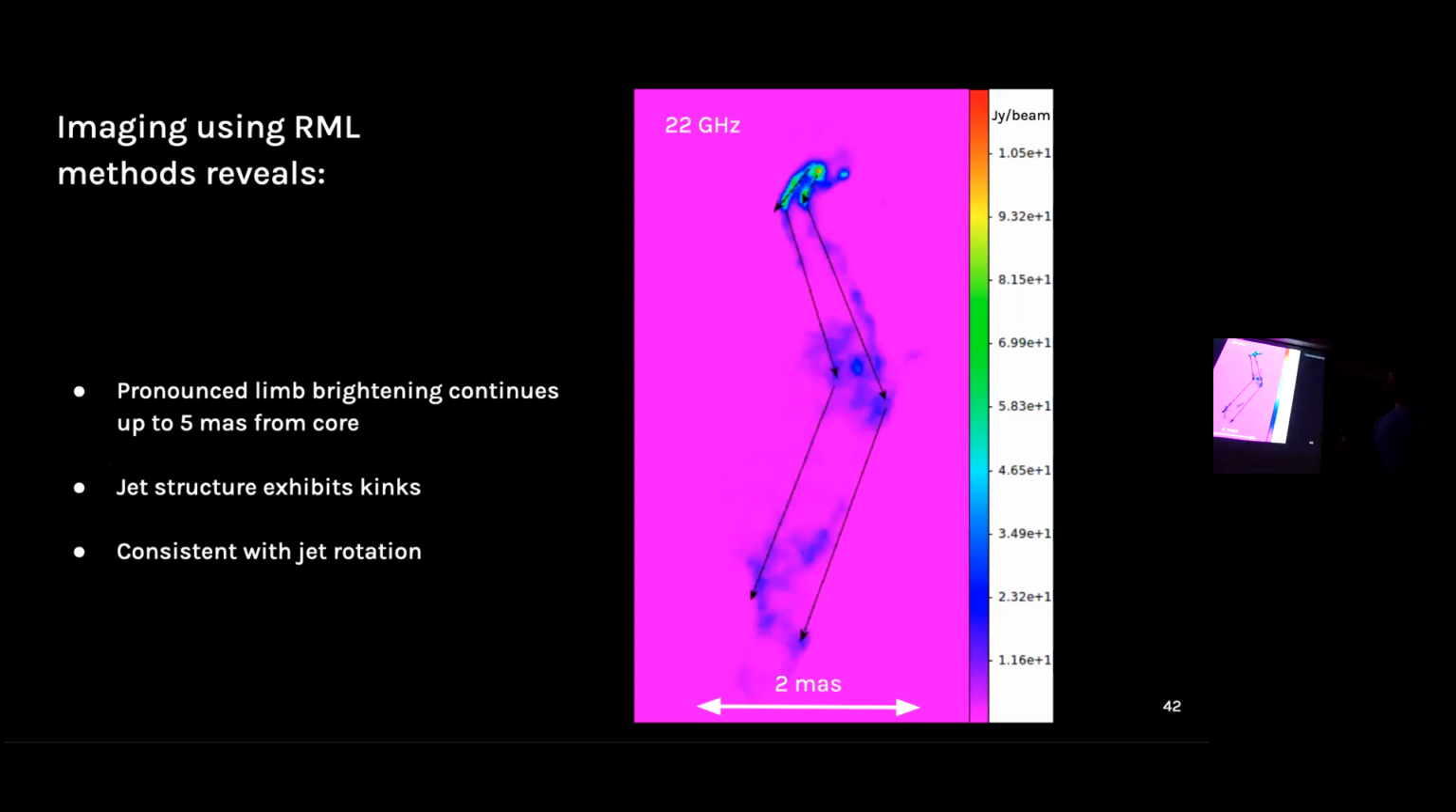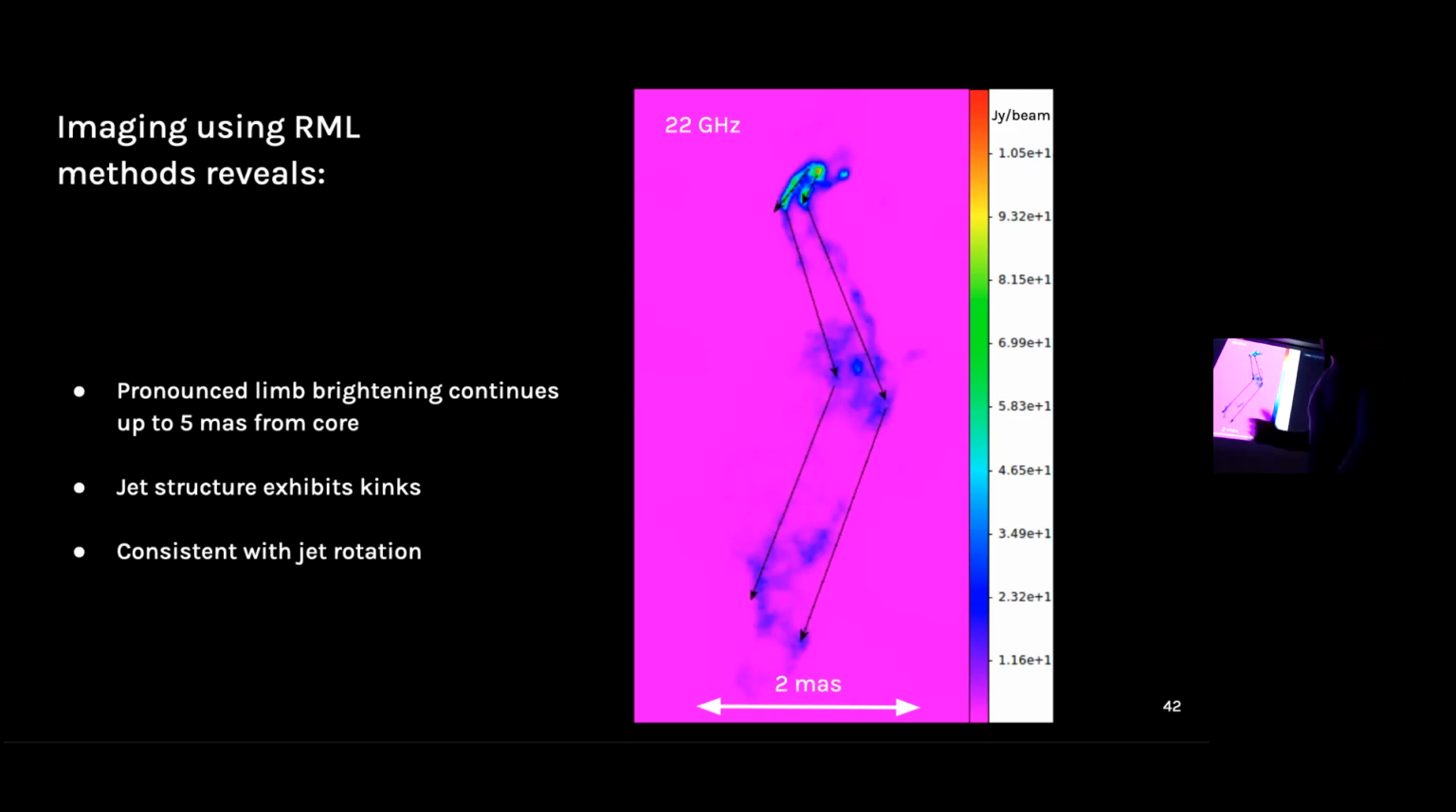So using RML, this is again at 22 gigahertz for 3C 84. You can see that the limb brightening that we saw continues all the way down to around 5 milliarcseconds. The jet structure seems to exhibit kinks, and this is also consistent with the jet rotation assumption.